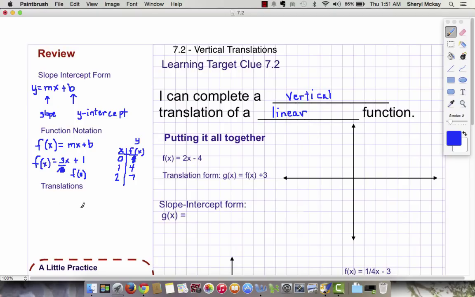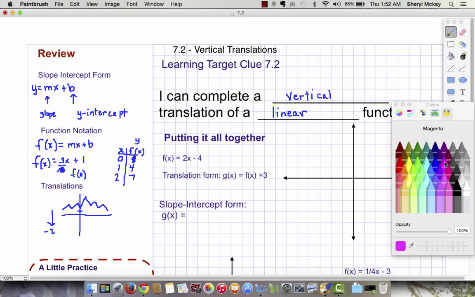And the last thing that we just got done talking about in Case 6 was translations. So let's say that I have this shape. And I want to translate this shape or this graph, and I want to translate it down 2, okay? Then all I would do is I would take each point of that shape and move it down 2.